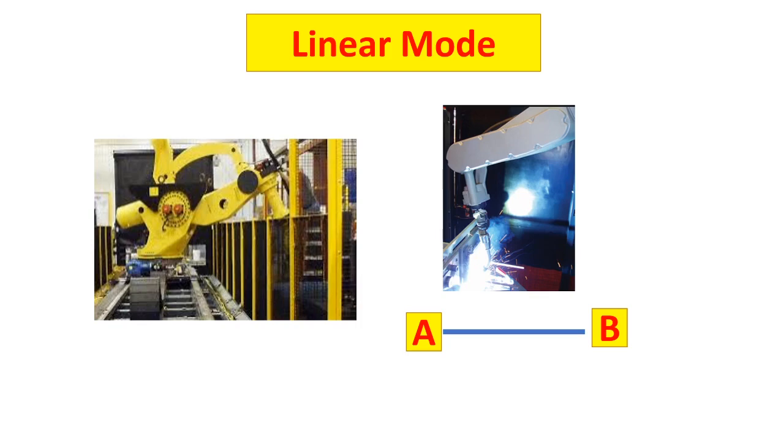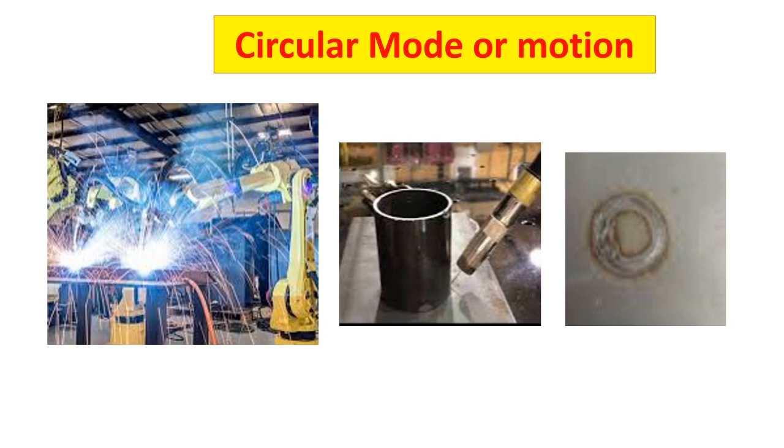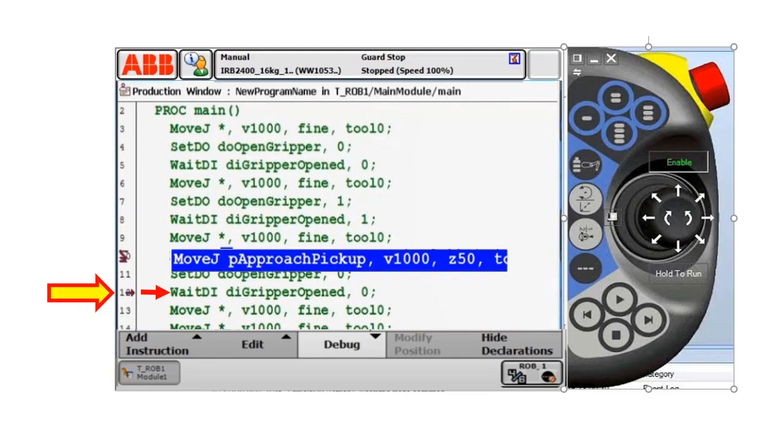Linear mode is used when you need to control the path between 2 points. One example is a weld application from point A to point B. And circular motion is used when the robot must follow a circle or arc. Now let's proceed to the next line of code.